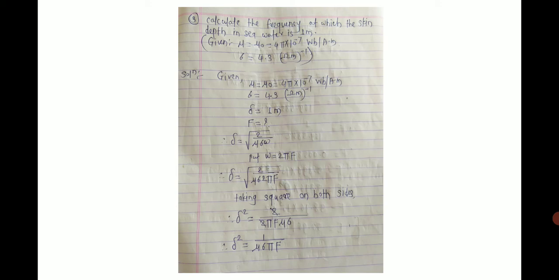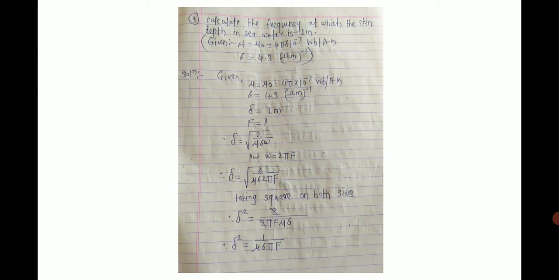And the last one is to calculate the frequency. Calculate the frequency at which the skin depth in seawater is 1 meter, and the given quantities are mu equal to mu naught, 4 pi into 10 to the power minus 7 Weber per ampere meter, and sigma equal to 4.3 ohm meter raised to minus 1. Okay, let's see the solution of that.